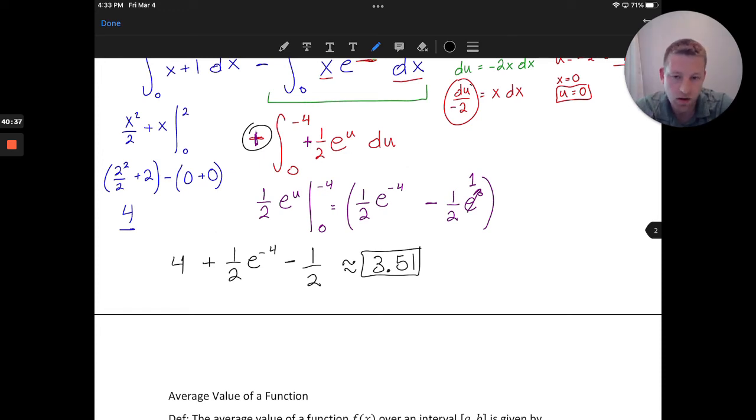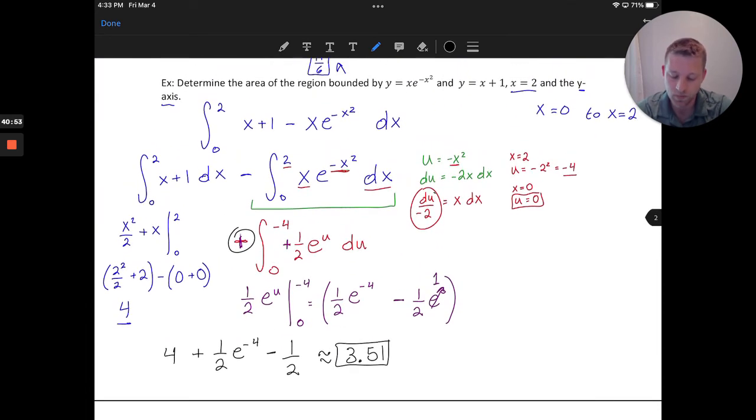Which I think from our previous discussion about the picture or the graph of this function, it looks like that's a pretty good estimate for that area. It should be right in between 2 and 4 units of area in between.